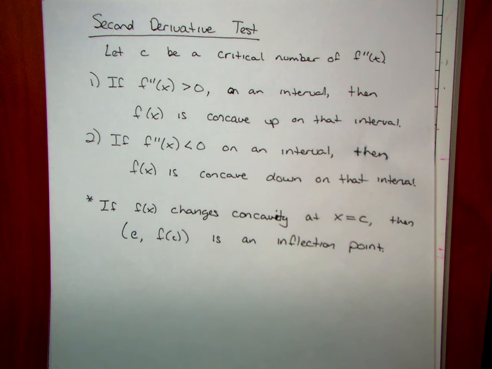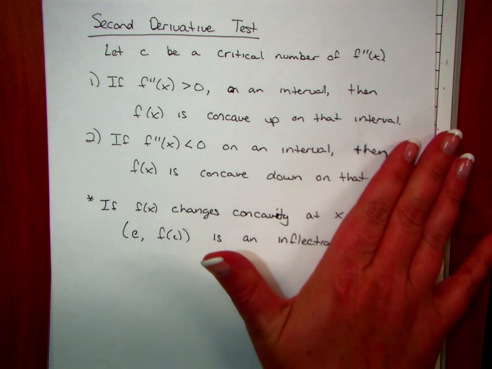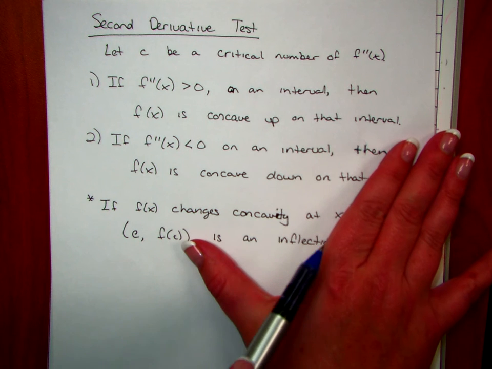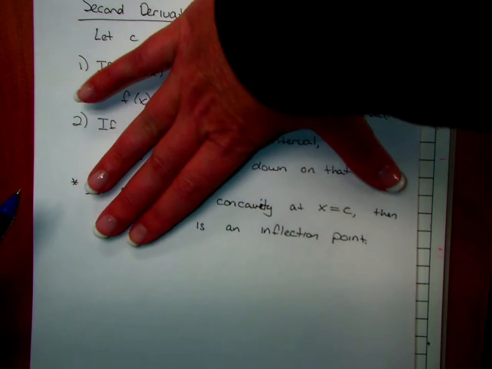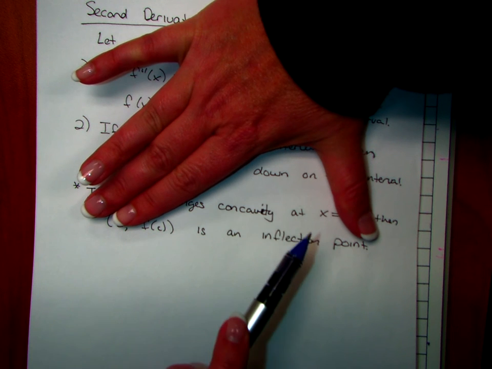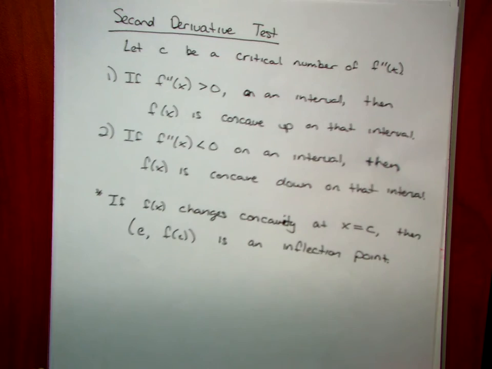I say concave up like a cup. It's going to hold water. Concave up like a cup. The graph is going to hold water, if you will. Concave down, like a frown. Concave down like a frown. It's going to be an upside down concavity.